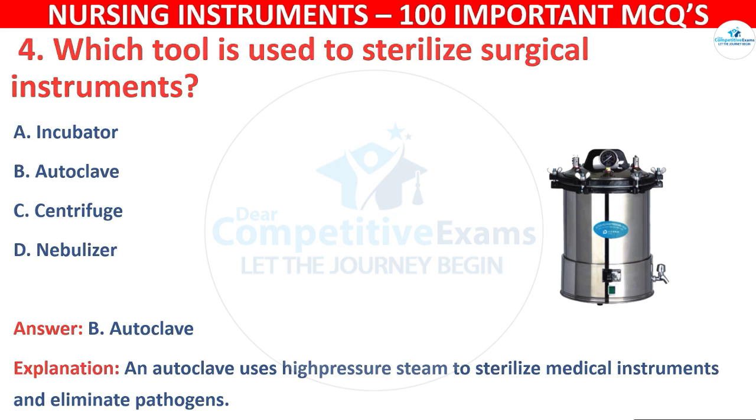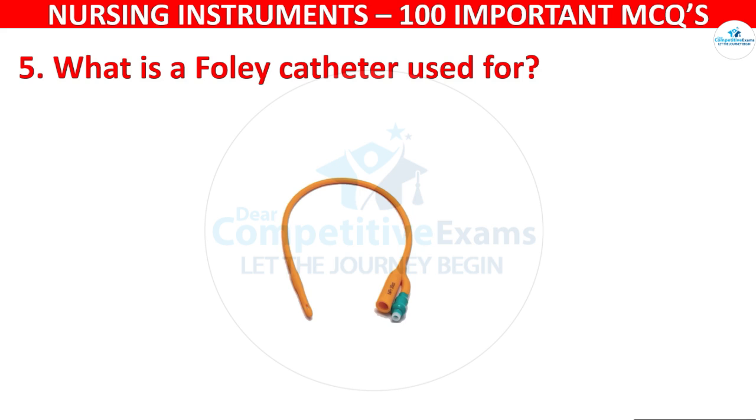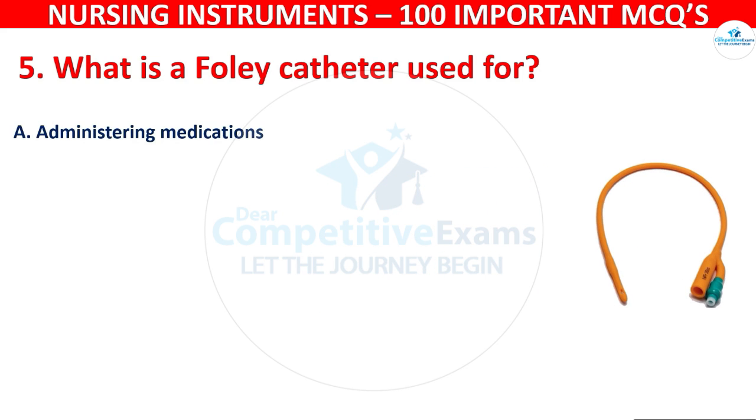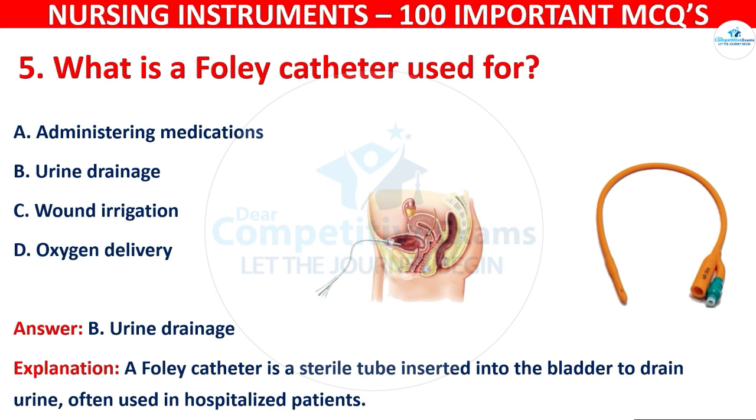Question number 5. What is a Foley catheter used for? Administering medications, urine drainage, wound irrigation, or oxygen delivery. The correct answer is B, that is urine drainage. A Foley catheter is a sterile tube inserted into the bladder to drain urine, often used in hospitalized patients.